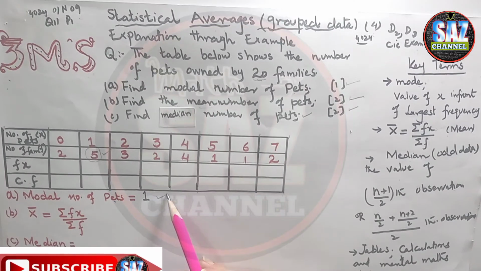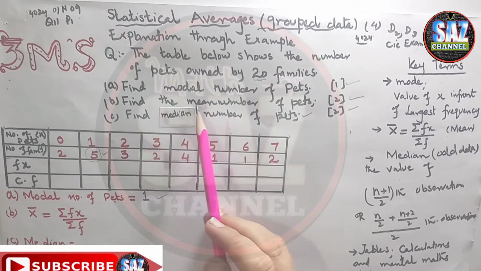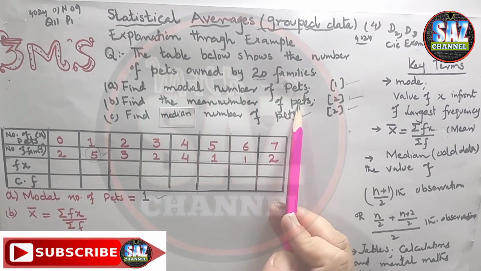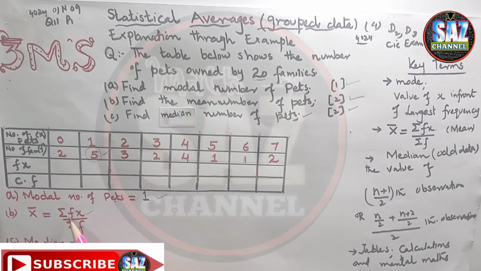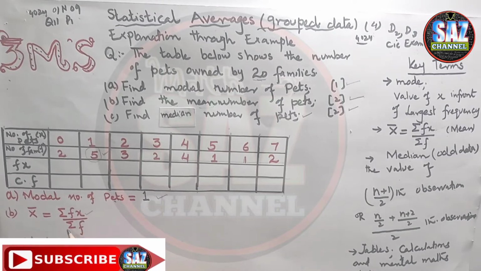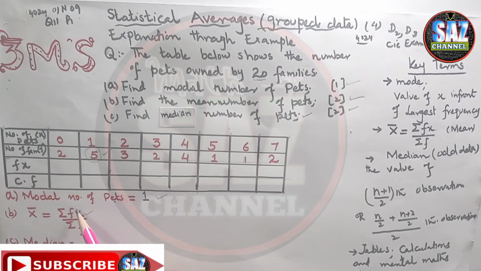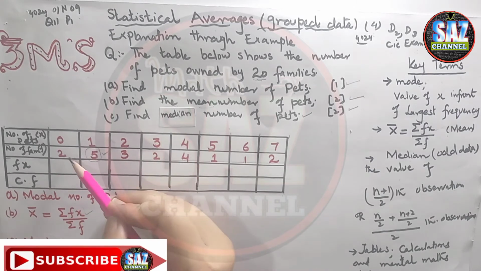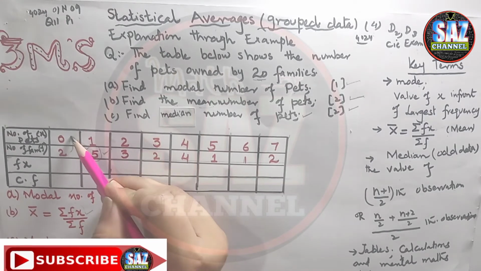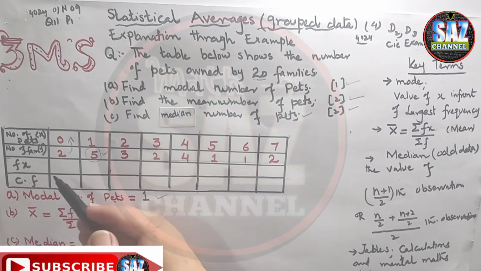Let's move to the second part of the question that says find the mean number of pets. If we recall, the formula for the mean is summation f of x upon summation of f. It means that for this total, I need to multiply each frequency with the corresponding value of x, so that I have to get these products. So let's quickly move to the products.